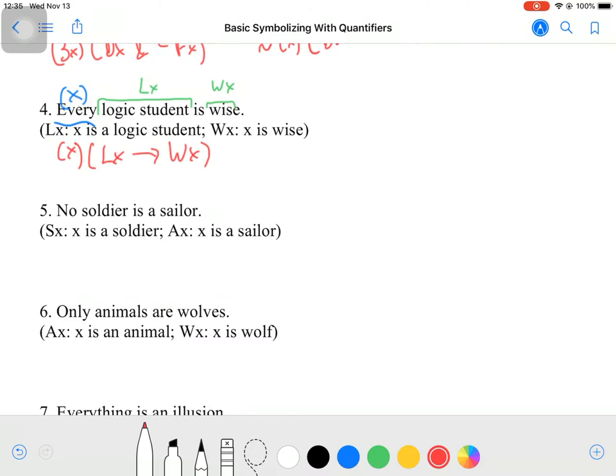You could also do this as an existential claim. You could also say it is not the case that there exists an X such that X is both a logic student and not wise. More complicated, but for some folks that might stick.